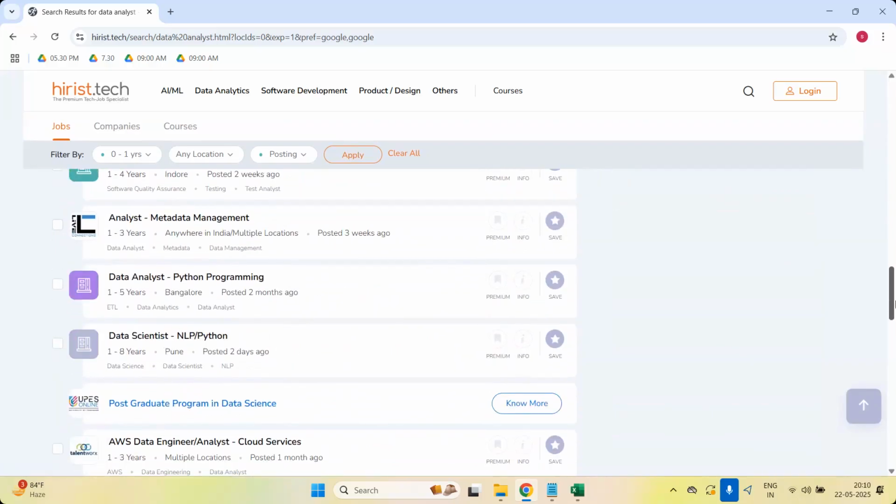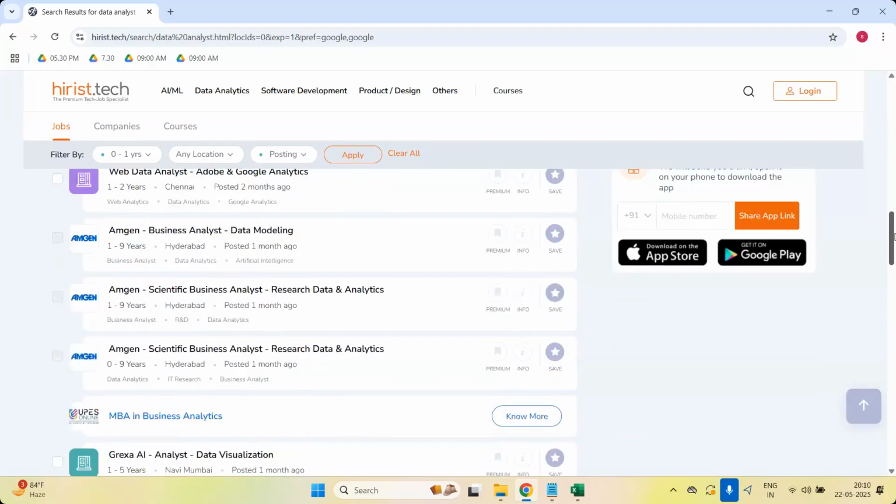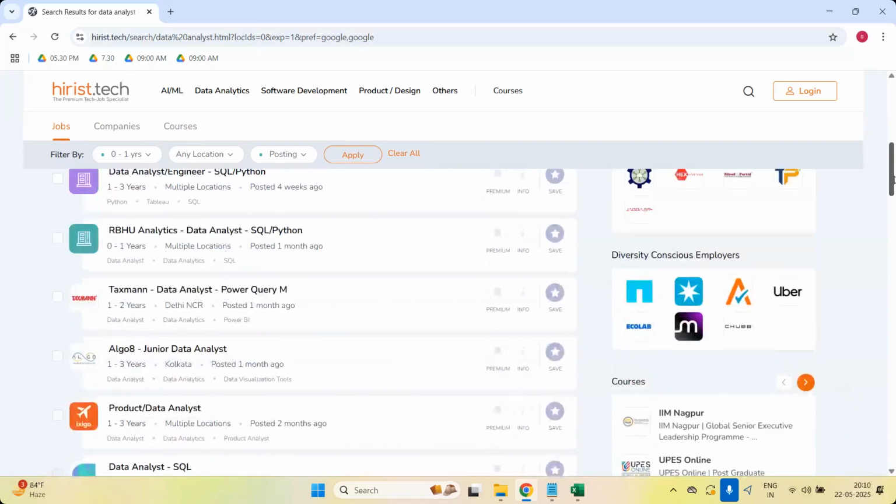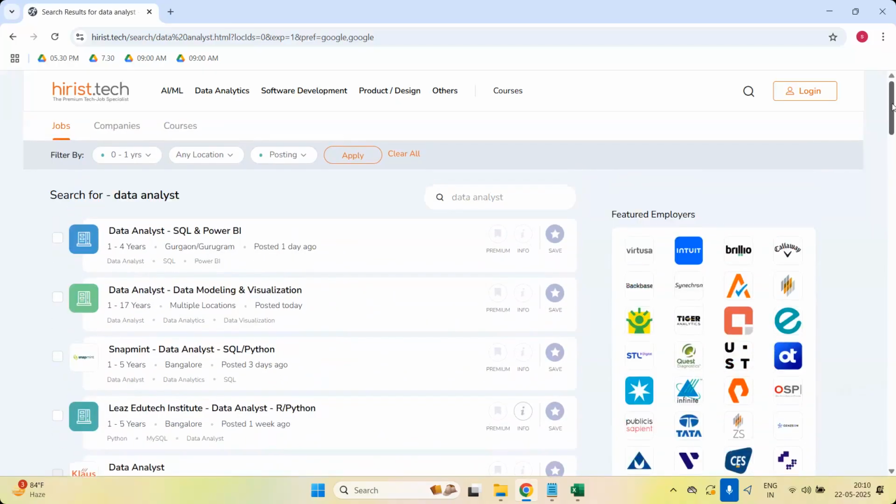Has anyone asked for Tableau till now? Out of 10 or 15 jobs, what I have observed is there is no Tableau. So Tableau is not required for these things. When Tableau is not required, you can start applying now itself. What is the problem?